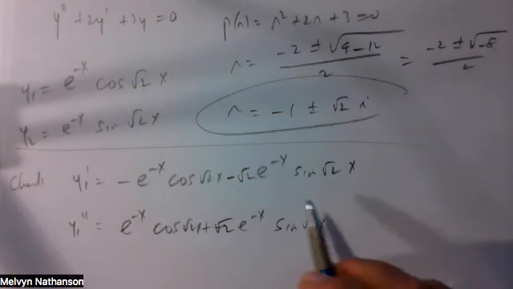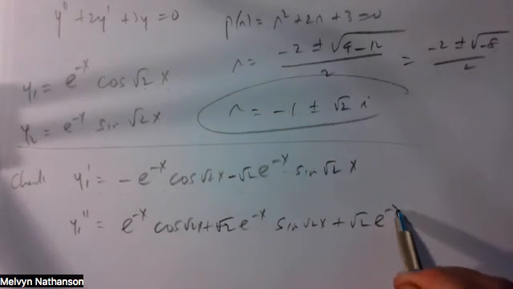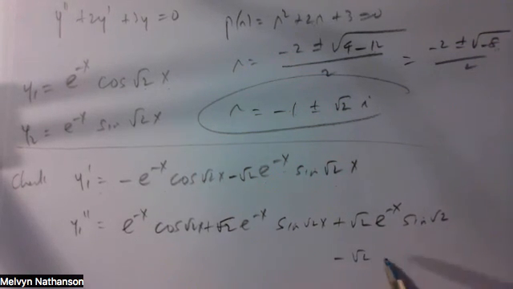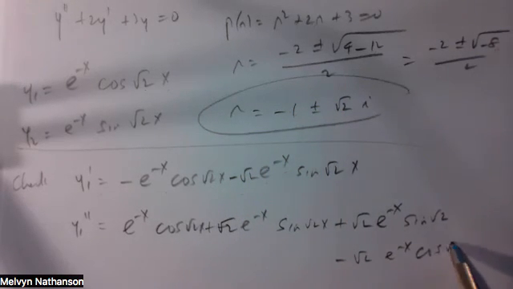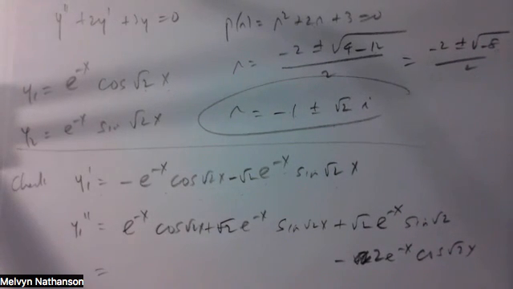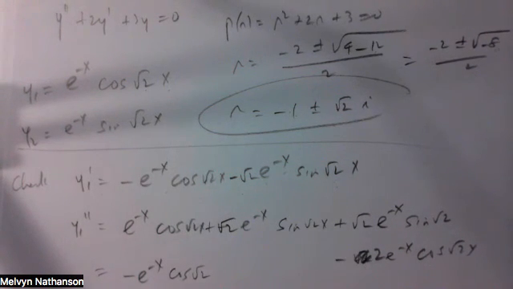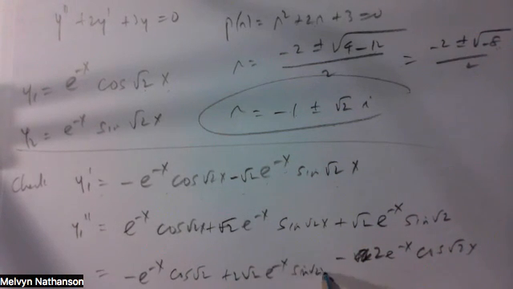Minus the derivative of this: e to the minus x has derivative minus e to the minus x, makes this plus root 2 e to the minus x sine root 2x, minus root 2 e to the minus x. Derivative of sine root 2x is root 2 cosine root 2x, and root 2 times root 2 is 2. So y1 double prime is e to the minus x minus 2e to the minus x. That's minus e to the minus x cosine root 2x, and root 2 plus root 2, plus 2 root 2 e to the minus x sine root 2x.